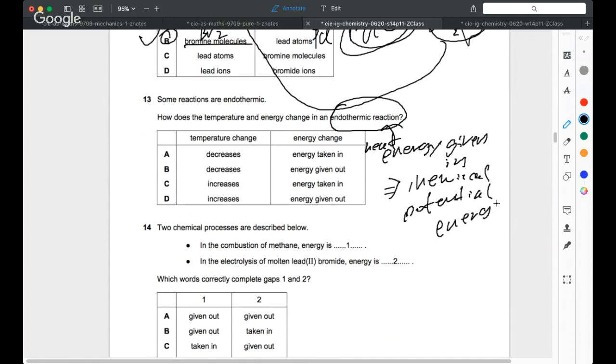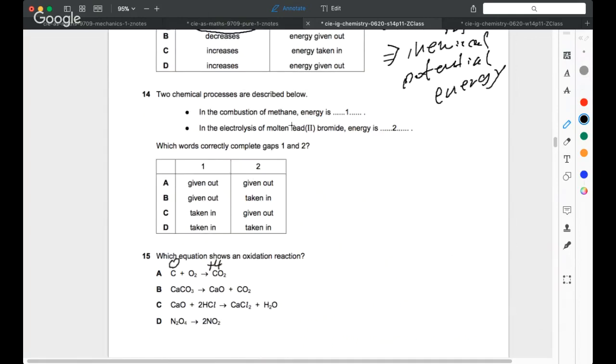Chemical potential energy. So heat energy is given in, so there will be a temperature decrease. So energy is taken in, and the temperature decreases. So A is the right answer. Right, number 14.